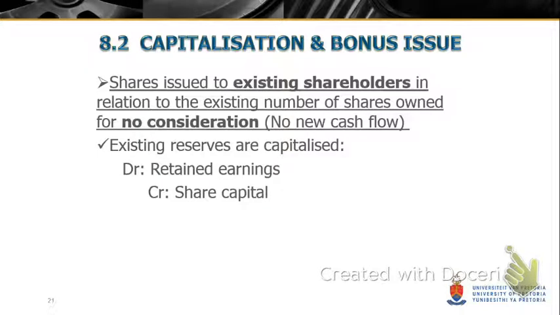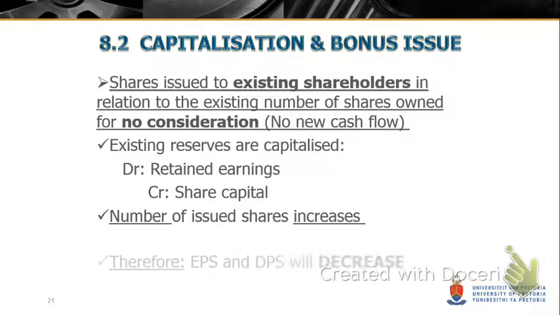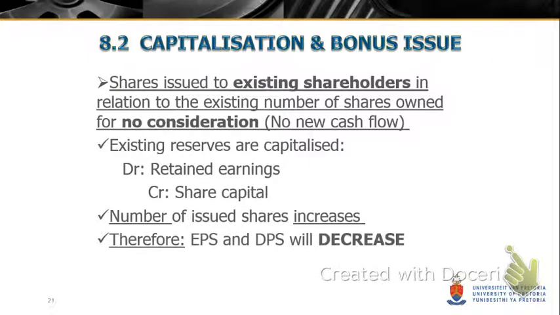Usually that will be done against retained earnings. The number of shares increases, and therefore the earnings per share or dividend per share will decrease. Again, you do the adjustment against the shares of the prior year in a pro rata manner.